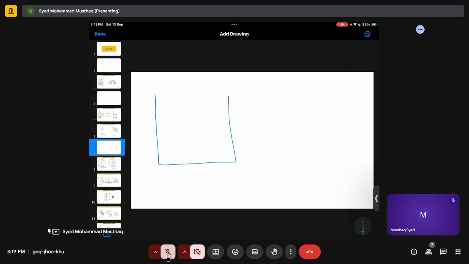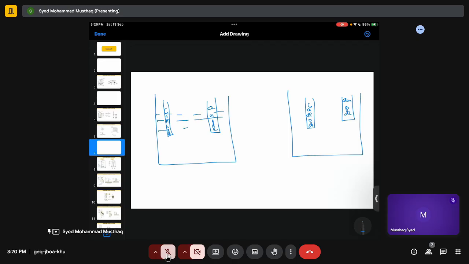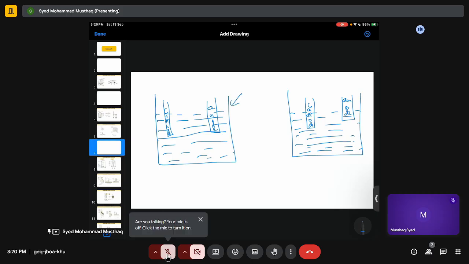So you have a cathode, you have an anode, right? And then you have a solution. The same solution goes here also. So electrodeposition is used when you have a pure cathode and an impure anode.